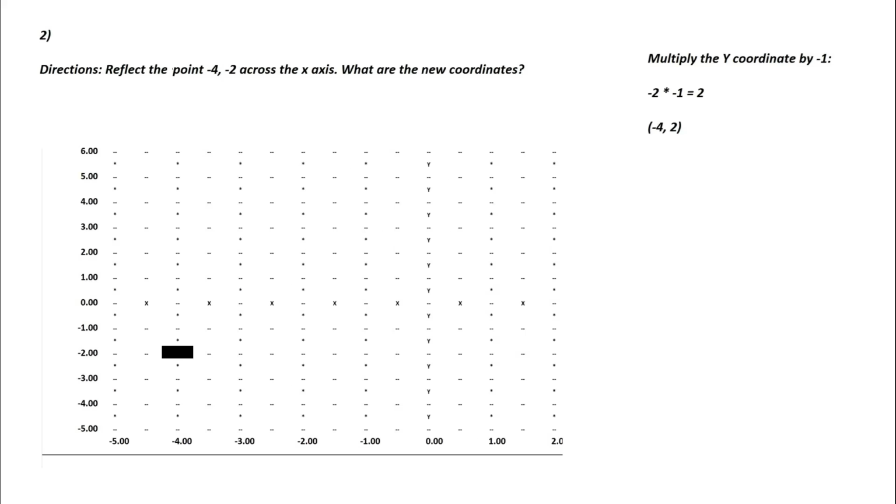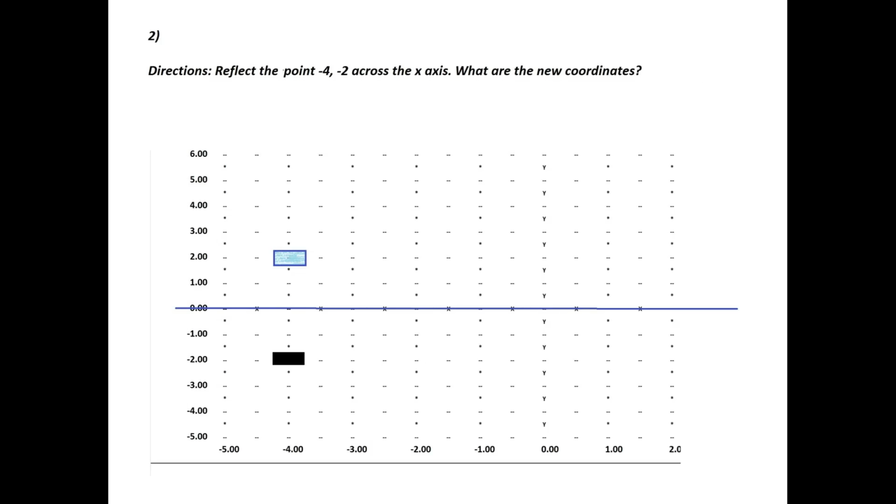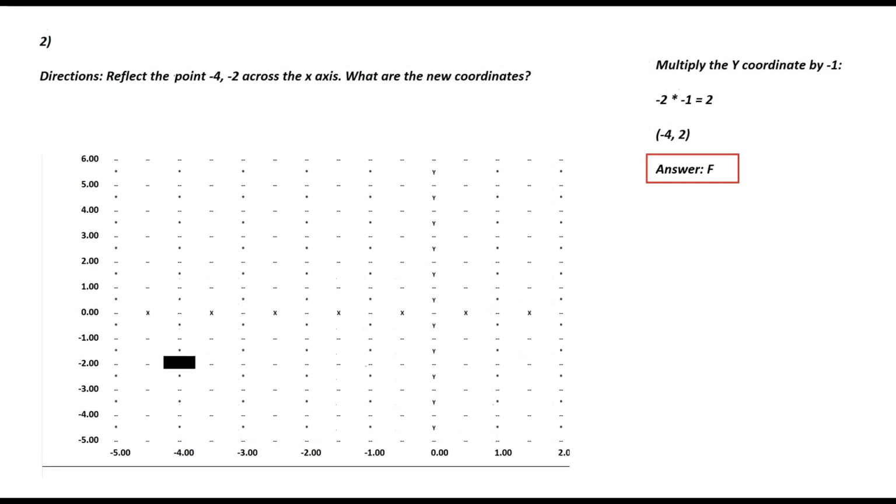So all we're doing is multiplying that y-coordinate by -1. So -2 times -1 is +2. And if we look at this again, that blue box is sitting right at -4, +2. So the answer here is F. And again, this is a topic that we'll cover in the 4th 9 weeks. So just trust me on this, the answer is F.